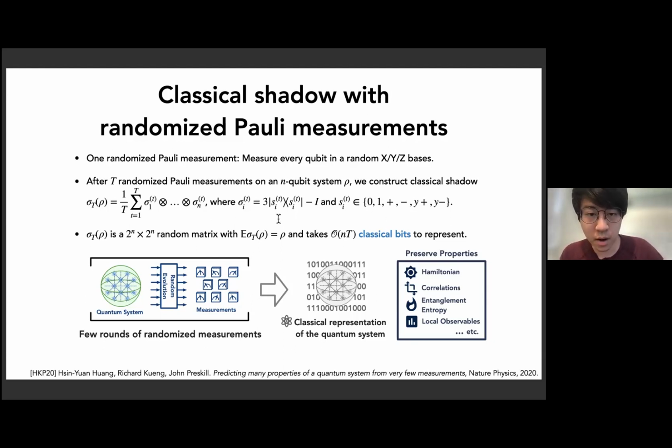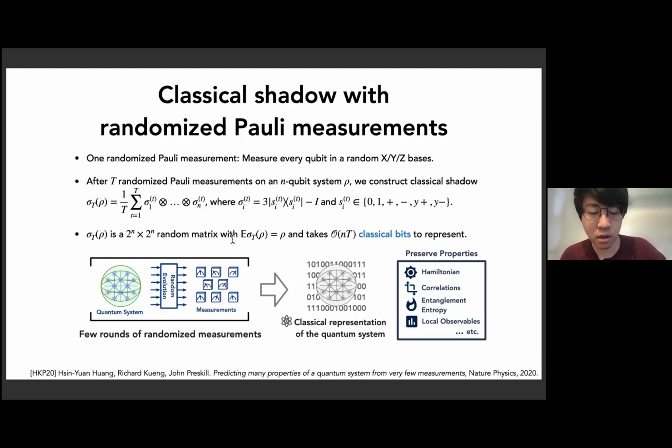What we're going to do here is construct a 2x2 complex matrix known as sigma_t,i, that's given by this formula shown here. And in order to construct this classical shadow, we're going to tensor product sigma_t,1 to sigma_t,n. And then we are going to average over these capital T different randomized measurements. So that creates this representation sigma_T of rho. So sigma_T of rho can be thought of as a 2^n by 2^n random matrix.